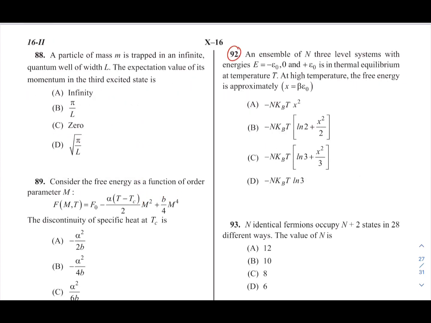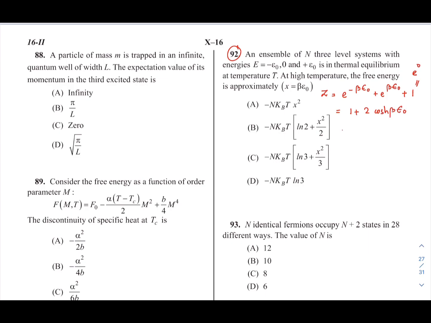Problem number 92. An ensemble of n 3-level systems with energies E equal to minus epsilon 0, 0, and plus epsilon 0 is in thermal equilibrium at temperature T. At high temperature, the free energy is approximately. So let us first calculate the partition function. Z is equal to e to the power minus beta epsilon naught plus e to the power plus beta epsilon naught plus 1. This is essentially e to the power 0. So which can be simplified to 1 plus 2 cosh of beta epsilon naught.